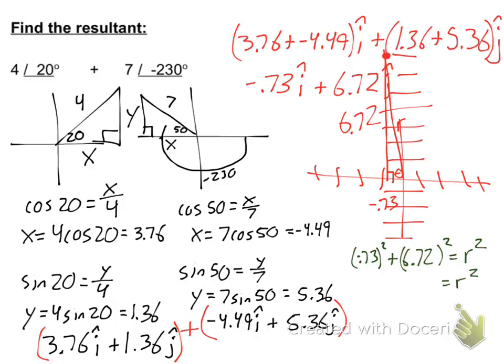We all should be able to handle this on a calculator by now. So we get the square root of 45.67. The radius should be what? Just under 7. So 6 point what?